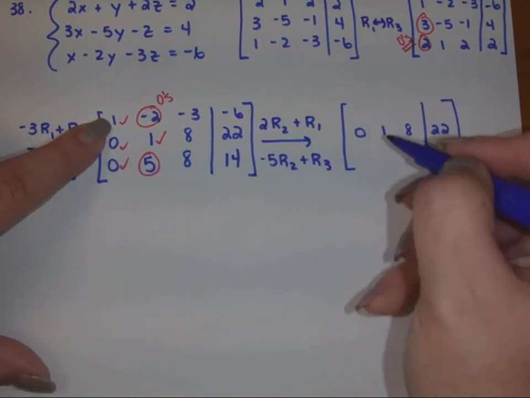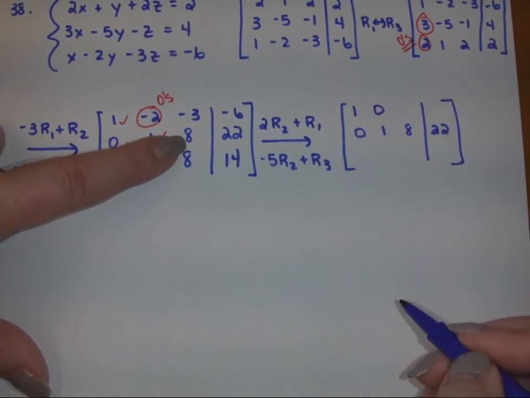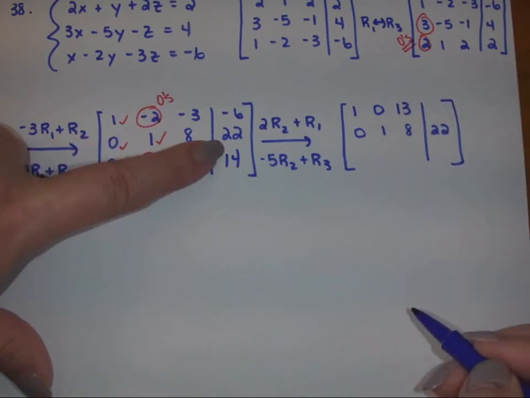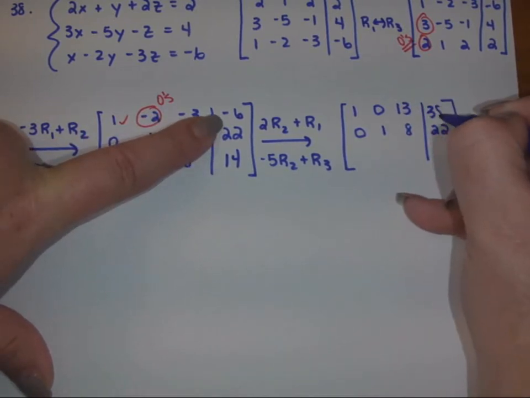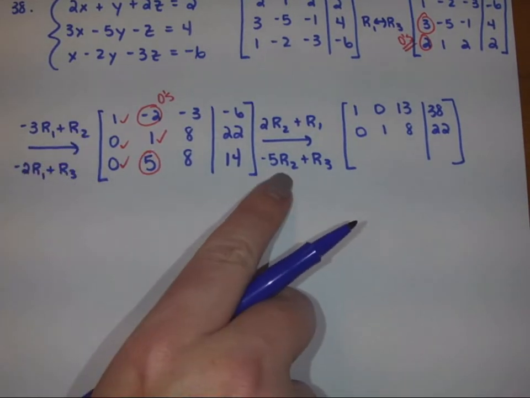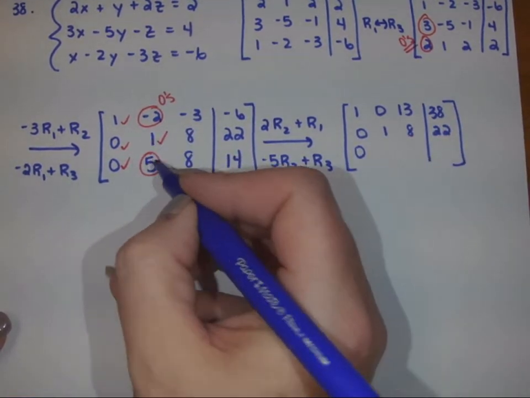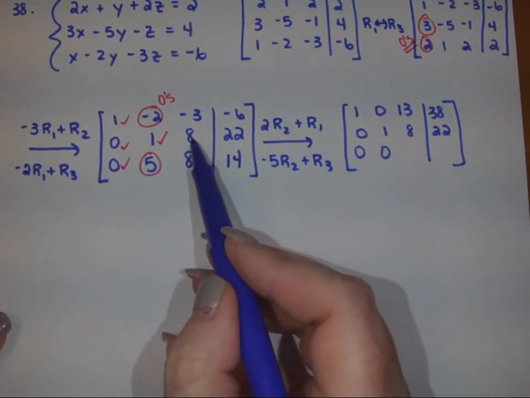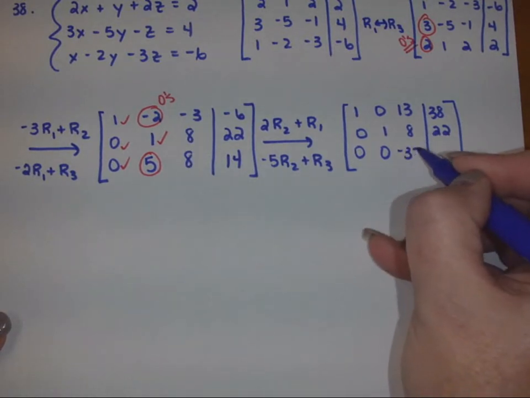So 2 times 0 plus 1, that's still 1. 2 plus negative 2, that's 0. 2 times this is 16, plus that is 13. 2 times this is 44, minus 6 would be 38. Negative 5 times row 2 plus row 3, 0 and 0, that's still 0. Negative 5 and 5 is 0. Negative 5 times 8 is negative 40, plus 8 is negative 32.